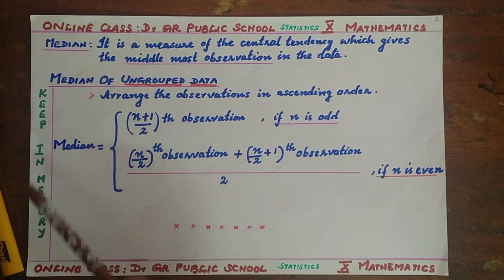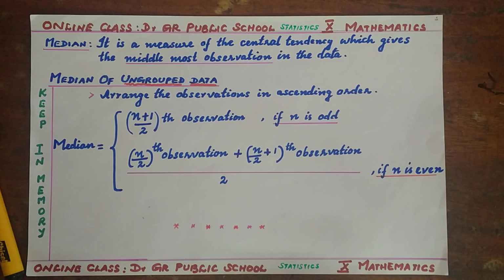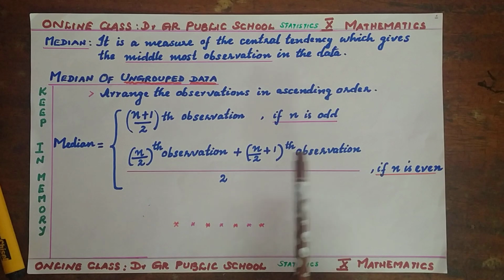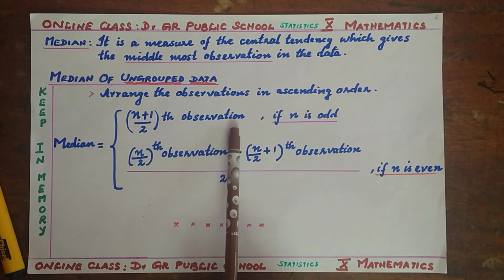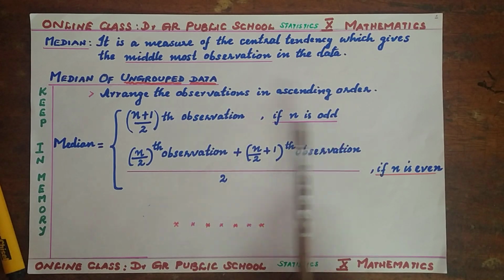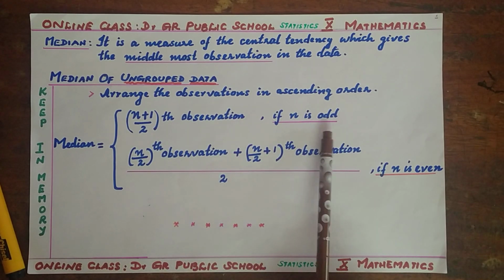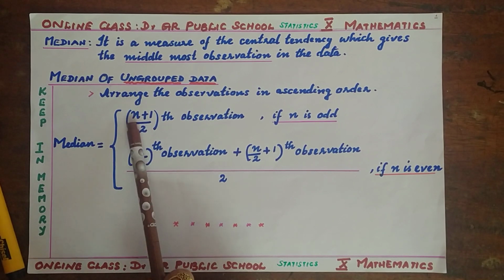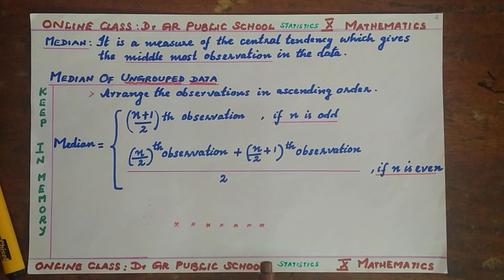The first step, you need to keep in memory: arrange the observations in ascending order or descending order, we can do, but we are going to arrange everything in ascending order. Then median equals (n plus 1) by 2th observation, if n is odd. Two formulas here. Suppose n equals 11, an odd number, you need to apply this formula. That is 11 plus 1 by 2. 11 plus 1 is 12 by 2. The 6th observation you need to take.